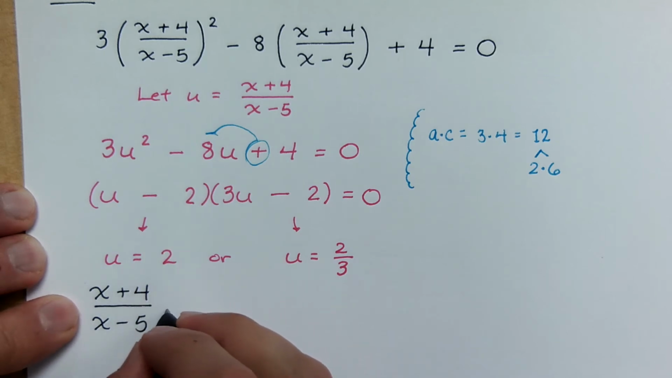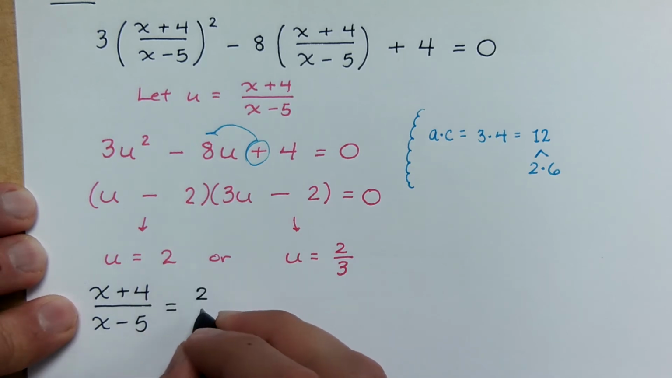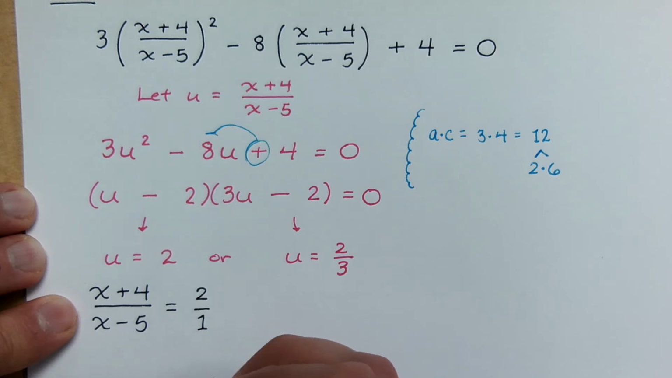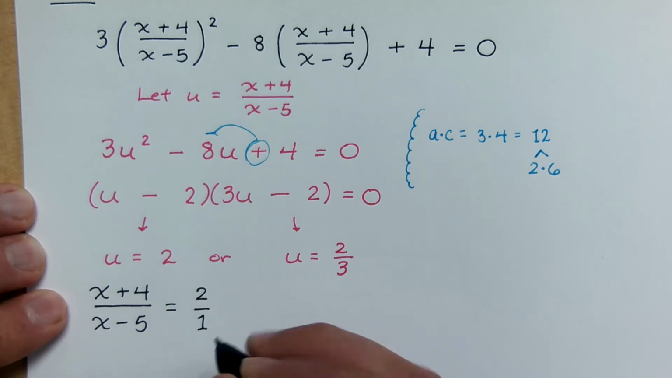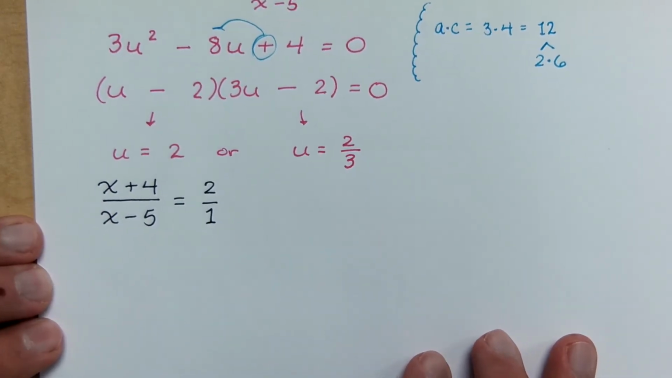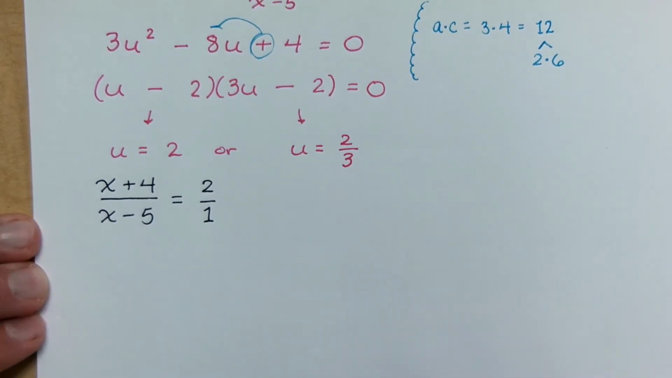So now x plus 4 over x minus 5 is equal to 2. And to make this easier on ourselves, let's just go ahead and say that's 2 over 1. So now what kind of equation have I created by saying x plus 4 over x minus 5 equals 2 over 1? What's that special word?